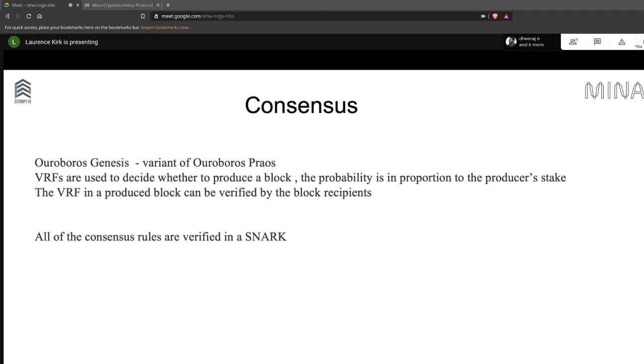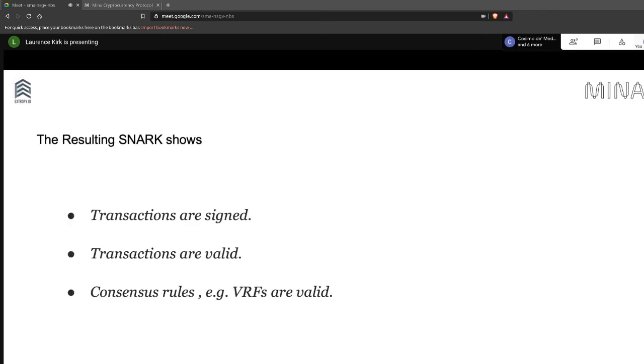But because of the VRF function, the VRF is included in the block, so this can be checked by people who are accepting the blocks. But all of this is contained and verified in a SNARK. So a resulting SNARK will say that transactions are signed by the correct person, by people who are allowed to spend from a particular account. The transactions are valid, so that the account has sufficient balance, for example, and that the consensus rules have been followed in producing the block.